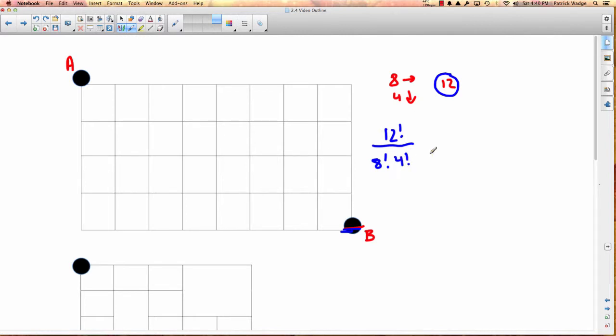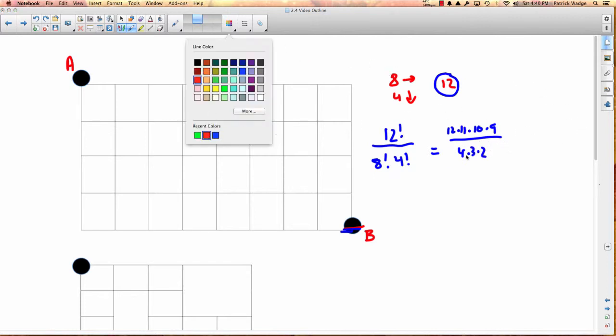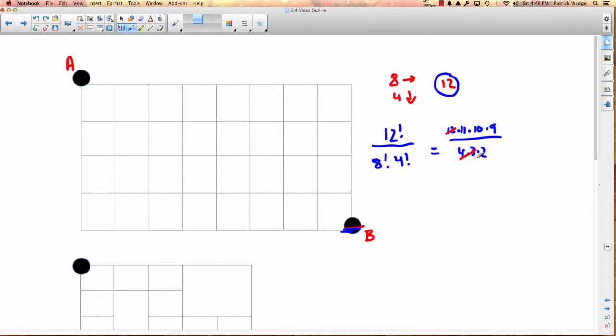4, so 4 factorial. Well, let's see, it'd be 12 times 11 times 10 times 9 times 8 factorial, which would cross out this factorial. And on the bottom we'd have 4 times 3 times 2 times 1, which I don't even need to put. Then I could do some simplifying here. 4 times 3 is 12, so that crosses this out, and I could divide the 10 by 2 to get 5. So what I'm left with is 9 times 5 is 45, times 11 is 495. That's how many different ways there are to go from A to B if you're only moving down and to the right. Thank goodness we didn't try counting them all one after the other.